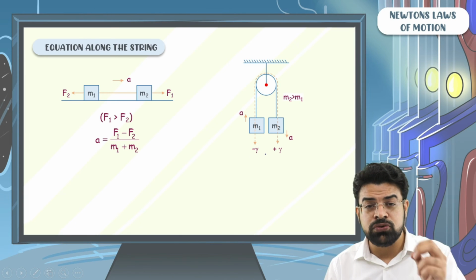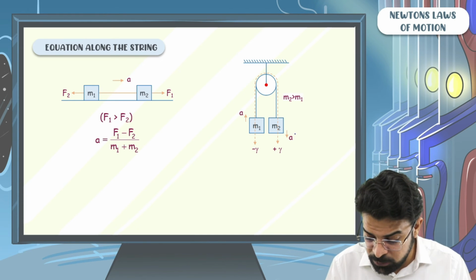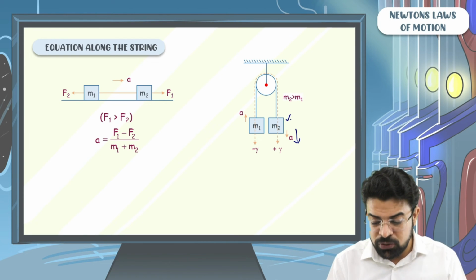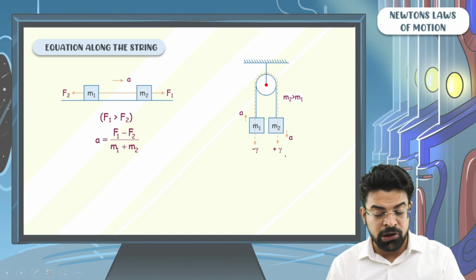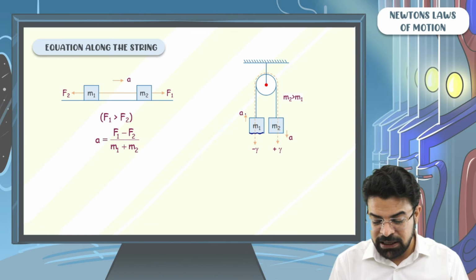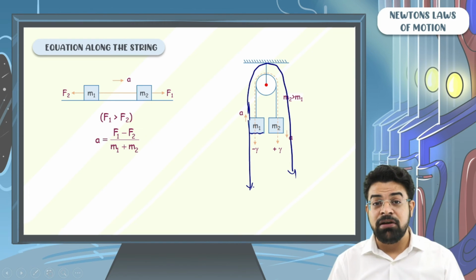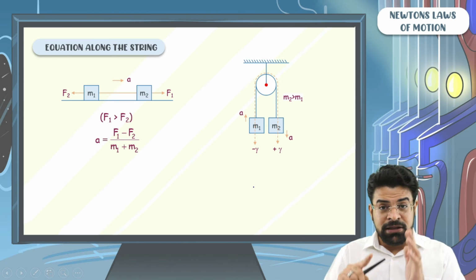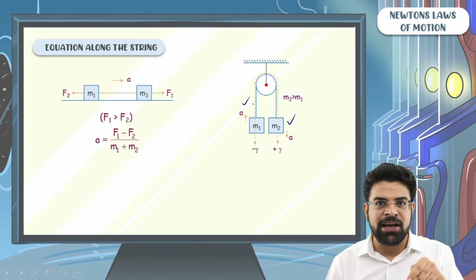Why do we choose an axis along the string? Because it makes something really good. This block m2 has got acceleration downwards. Think using the axis: does this block m2 have acceleration towards positive gamma or negative gamma? It has got acceleration towards positive gamma. And now think of m1. Does m1 have acceleration towards positive gamma or negative gamma? It also has acceleration towards positive gamma. So if we think of an axis along the string, then both the blocks have the same acceleration, same magnitude and same direction, and now we can apply the equation along the string.